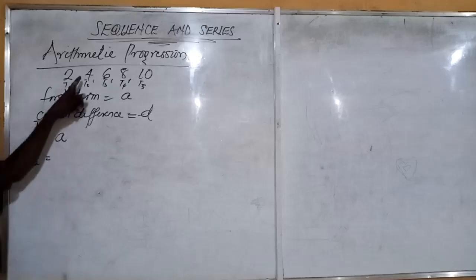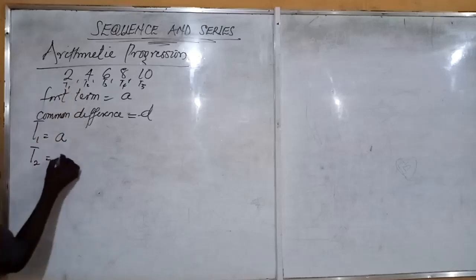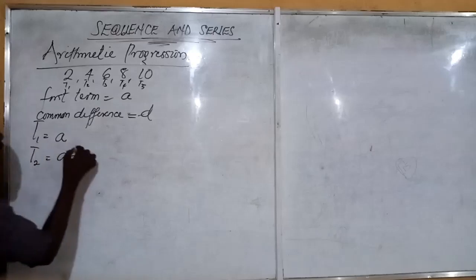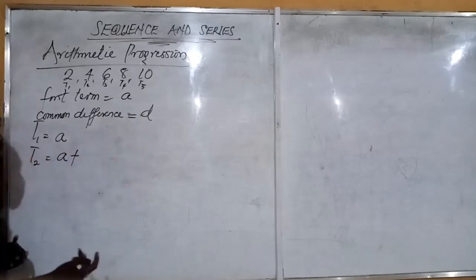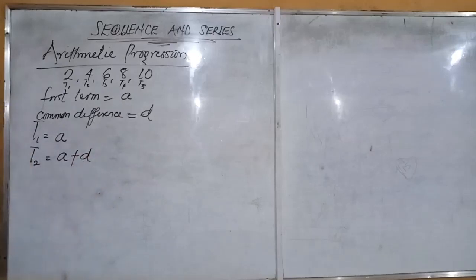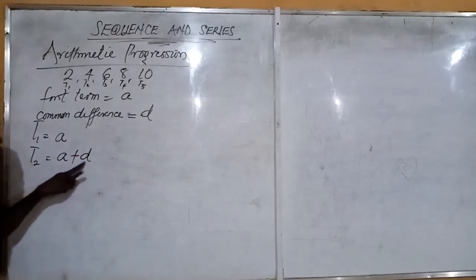T2 was 4. But how did we get that 4? We added 2 to that A, to that first term 2. And our 2 was the common difference, in this case D, denoted by D. So we added 2 to it. We added our common difference to it.